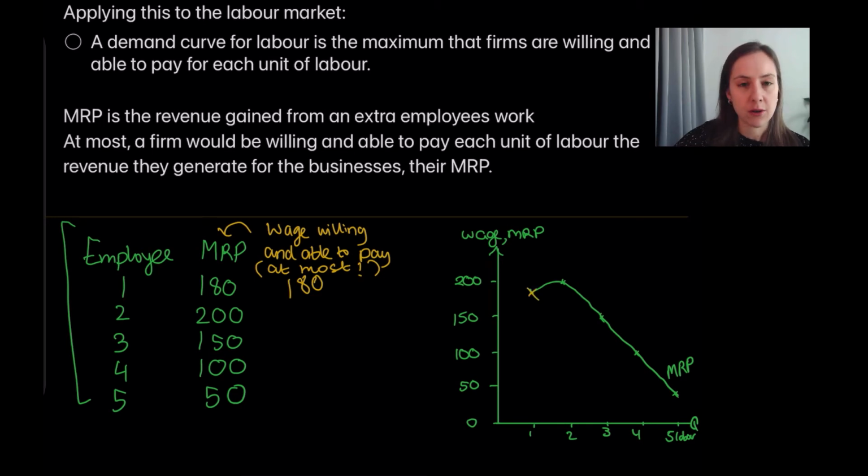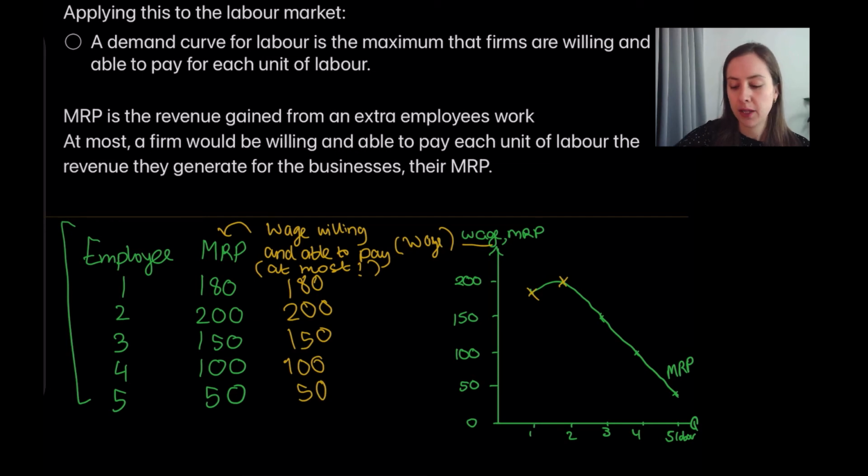So I'm going to put that on the graph. The firm is willing and able to pay them a wage of 180. The second employee brings in 200 to the company. So at the most, the company is willing to pay 200 for them. So for unit 2, I'm going to put a dot at 200. That would be at the most the wage that the firm can pay them. And let's repeat: at the most 150, at the most 100, and at the most 50.